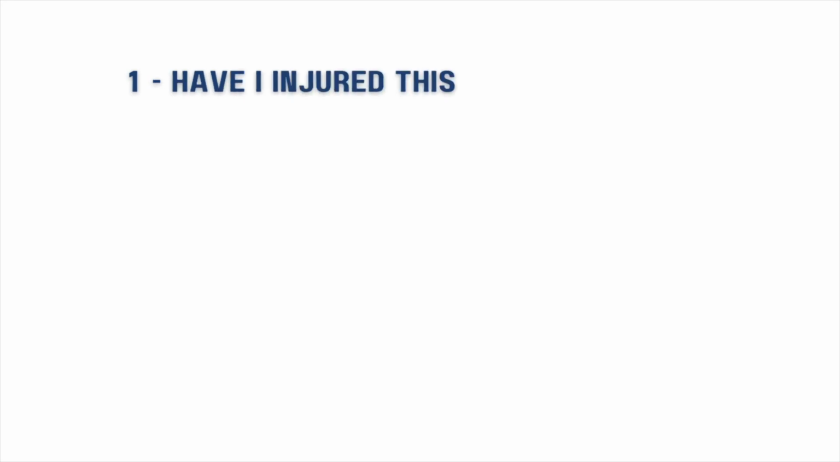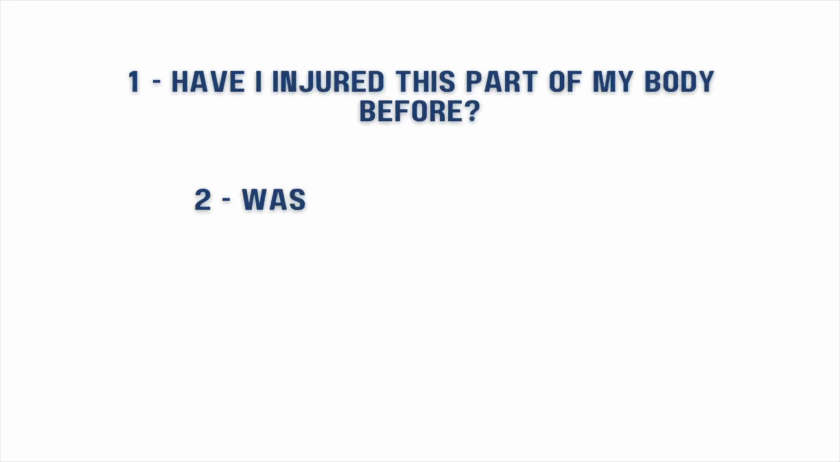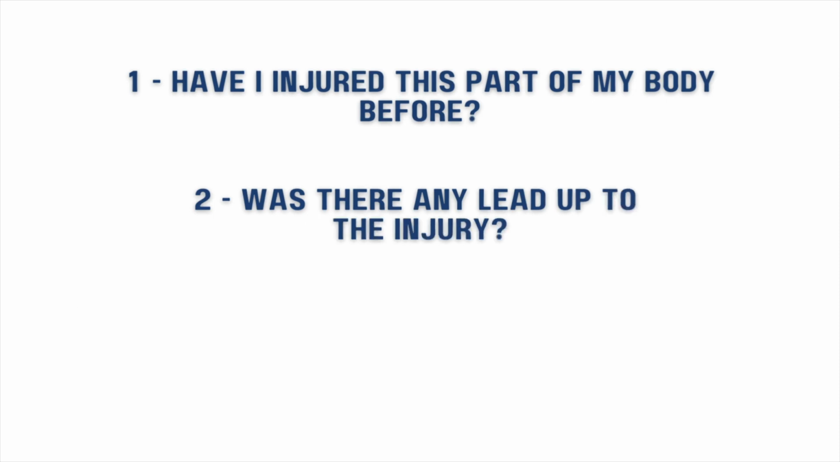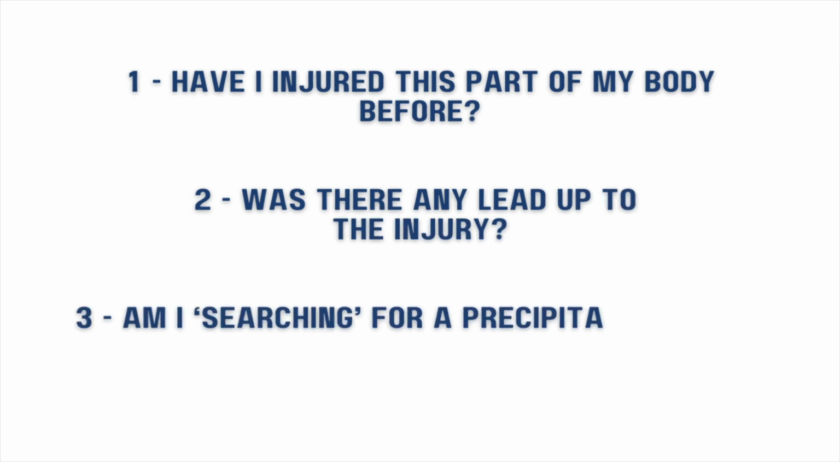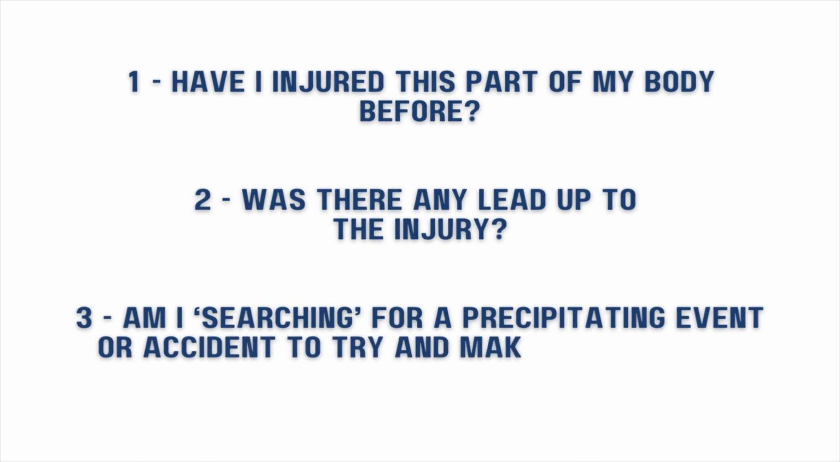So my best advice in this case is to ask yourself three questions for any type of injury. Firstly, have I injured this part of my body before? Secondly, was there any lead up to this injury, any niggles or soreness that you ignored? And thirdly, was there actually an obvious precipitating event, or am I just looking for one to try and make sense of it all? If the answer is yes to any of these three questions, I'd be willing to bet that your injury is most likely a chronic abnormal overuse type injury and not an acute injury.